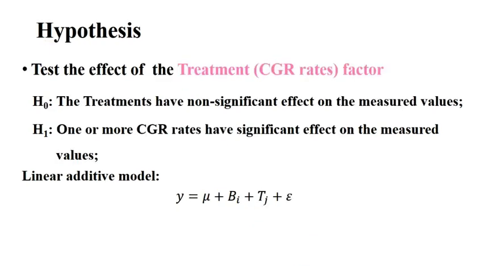Next hypothesis, we want to test the effects of the CGR rates factor. Then we have these two hypotheses. One is the null hypothesis: the treatment has a non-significant effect on the measurement value. Next is the alternative: one or more CGR rates have a significant effect on the measurement value. This is our linear model: Y equals mu plus B (block factor) plus T (treatment) plus error.